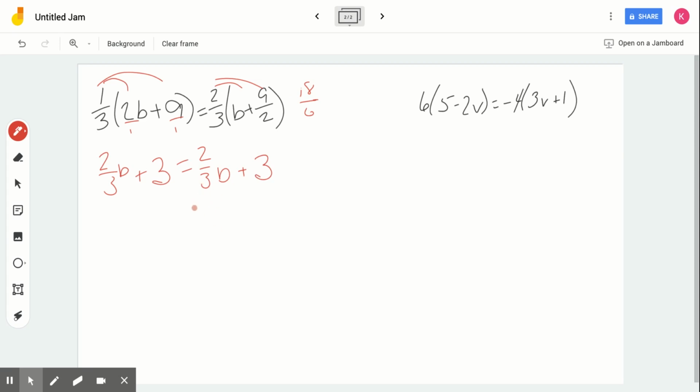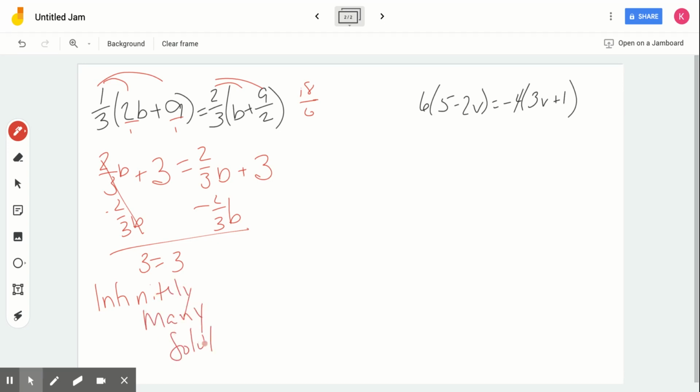So again, we're going to start here by subtracting 2/3 b from each side. 2/3 b, take away 2/3 b will cancel. We are left with 3. 2/3 b, take away 2/3 b again is 3. Again, we know that 3 is always equal to 3. So again, we have infinitely many solutions here. This just means that every number put in for the variable is always going to make the equation true.